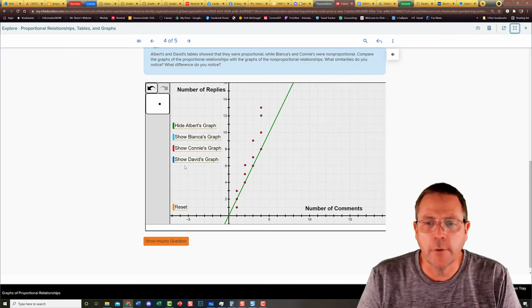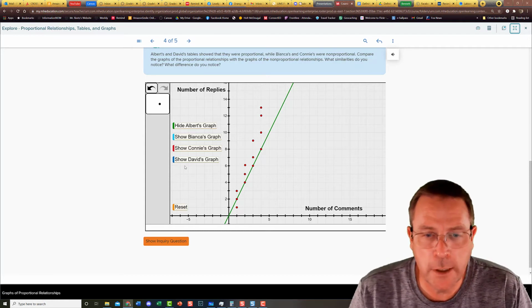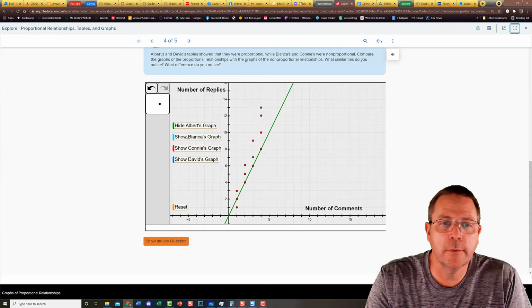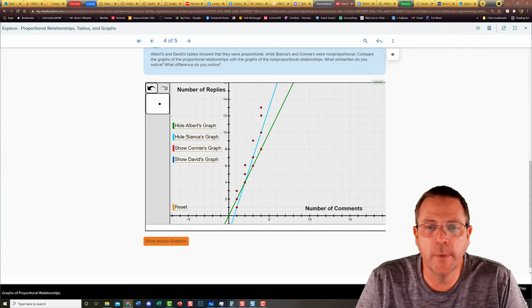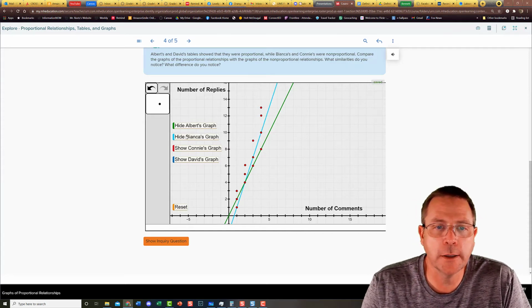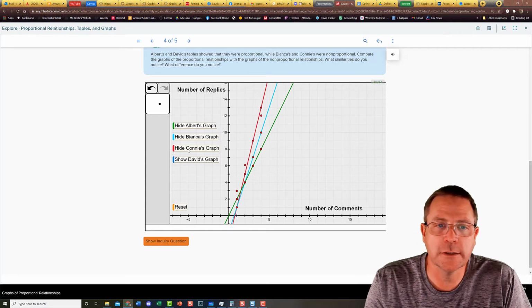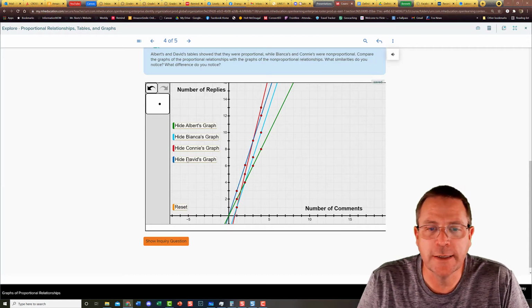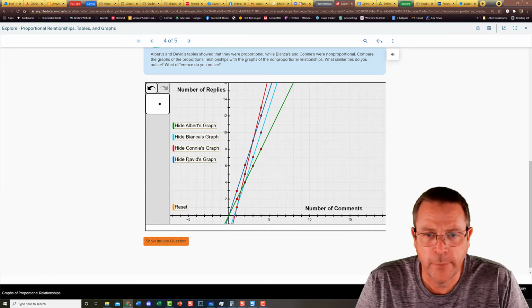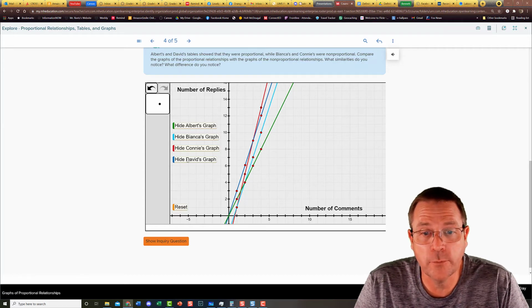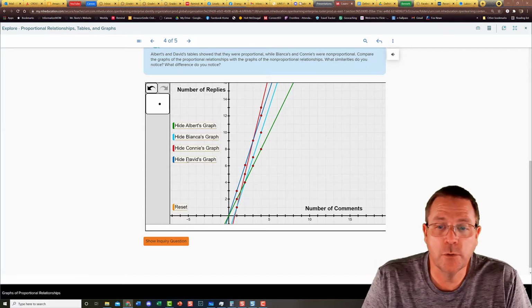Alright, I made my graphs, and as you can see, it created quite a mess of dots. But if we start adding the graph lines here, you can see there's Bianca. Bianca goes through 4 dots. Next we have Connie. Connie also goes through 4 dots. And finally we have David's, and David also goes through 4 dots. Each one of these graphs is a linear graph, but that doesn't necessarily mean that each one of these graphs is proportional. You have 2 that were proportional and 2 that weren't.